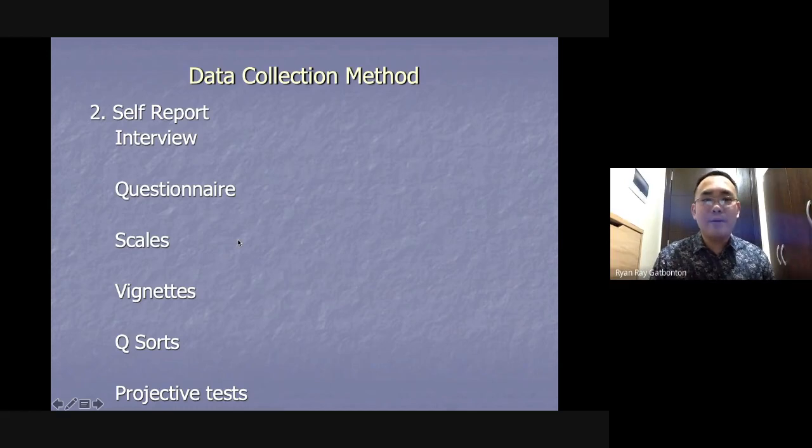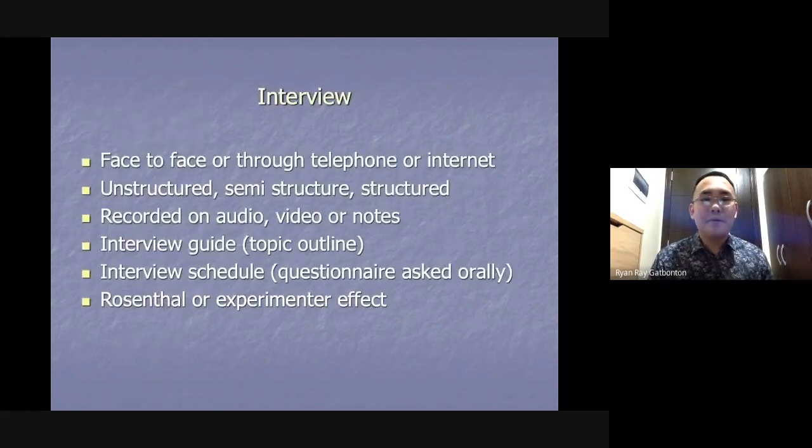Another type of data collection is your self-reports. Self-reports can be in the form of interviews, questionnaires, scales, vignettes, Q-sorts, and projective tests. When we say interview, this is a conversation. We collect data through conversation. It can be done face-to-face, through telephone, or through internet calls.